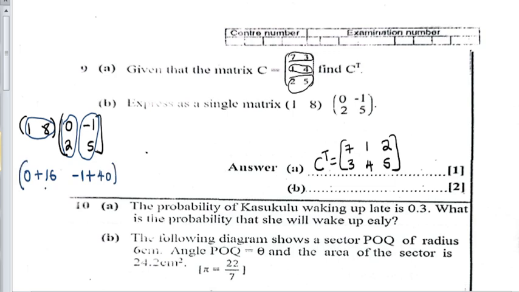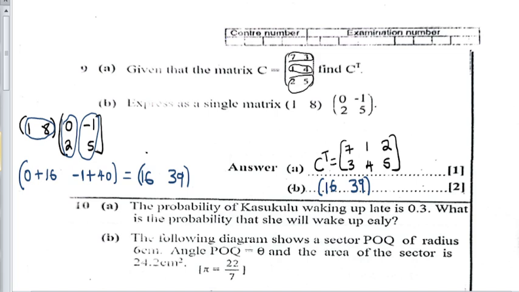Then here I'll say what is 0 plus 16. So 0 plus 16 is just 16. Then -1 plus 40, we get 39. Like that. So I'll write it here to say that our final answer is 16 here and 39 there. That is our final answer. So that is how you can multiply matrices. You just do row by column.